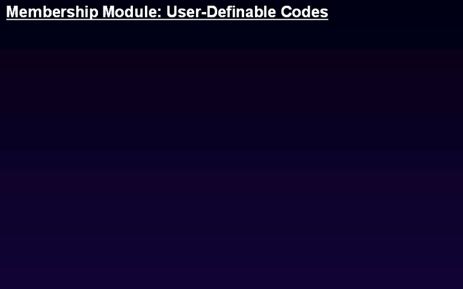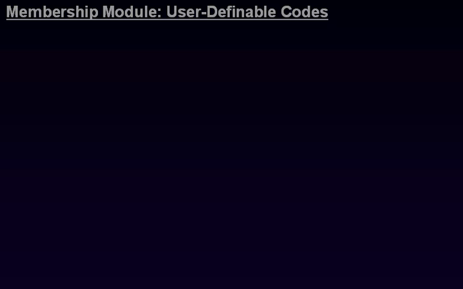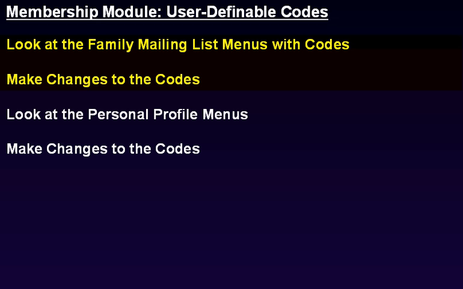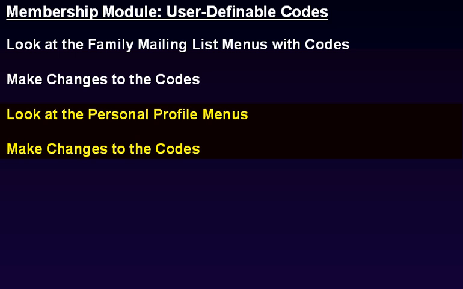This tutorial is one of a series of tutorials covering the membership module. In this tutorial, we will go over the user-definable codes on the different menus. We will look first at the family mailing list menus that have user-definable codes and make changes to those codes. Next, we will look at the personal profile menus that have user-definable codes and make changes to those codes.